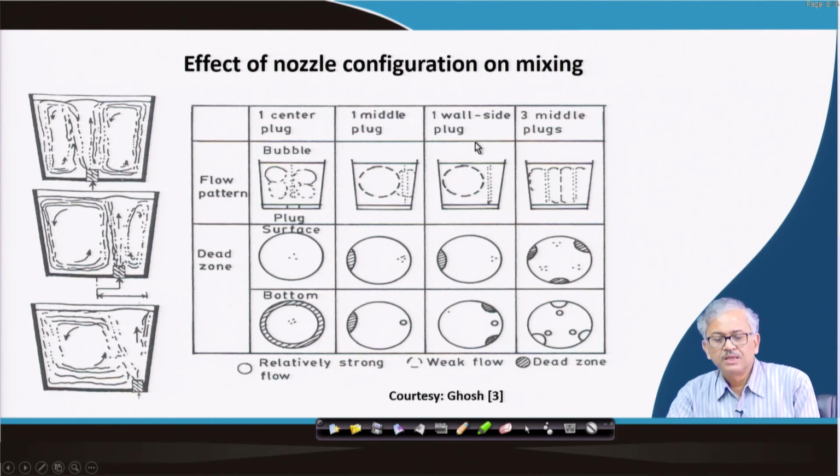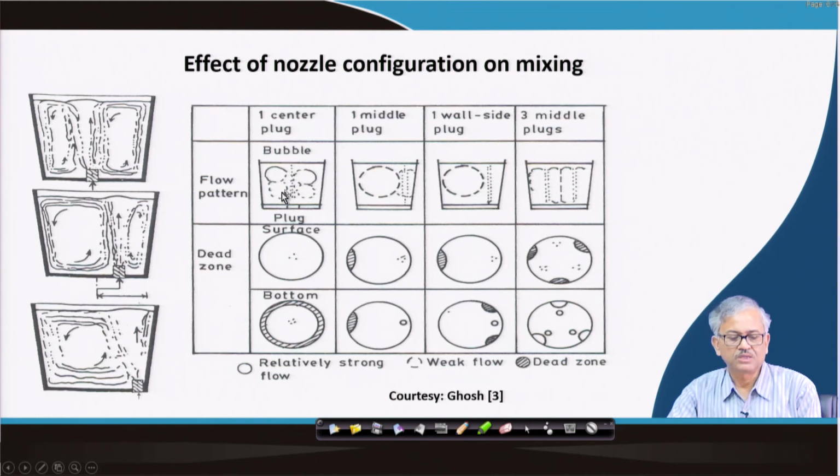And in the case of one side wall plug, you have a big loop. At the bottom there are two dead zones, and here it is only one dead zone. And in the case of three middle plugs, the situation is not good. So what is the best configuration? It is this one, because here the dead zone is minimum.